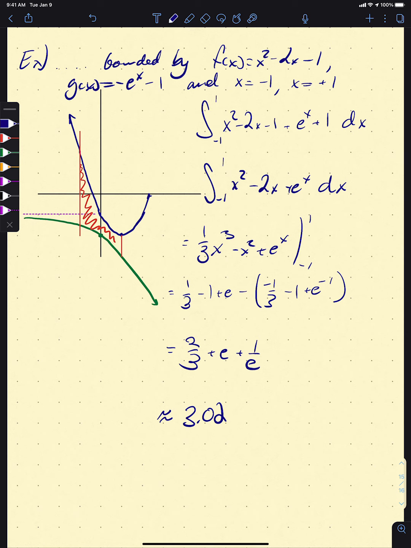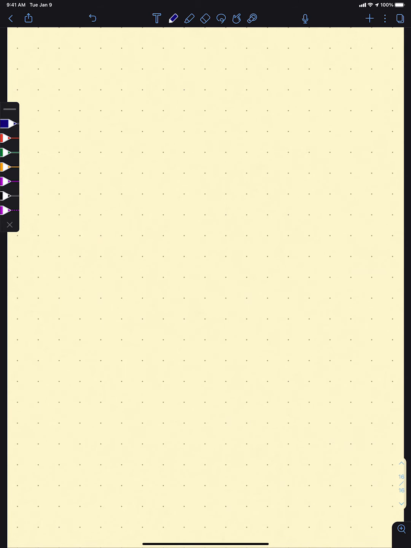And one thing that we've been doing this whole time is only ever looking at functions where one function is on top the whole time. One function is always greater, but that's not always the case. We can actually extend these ideas to other regions.